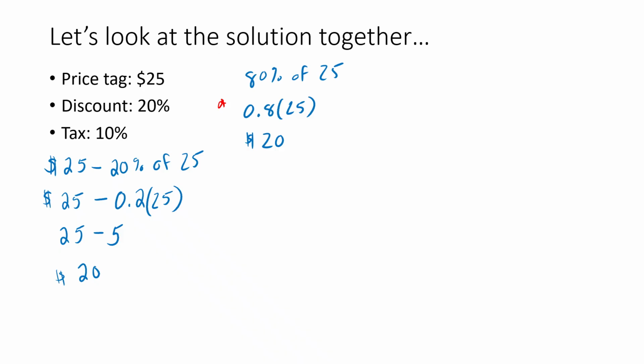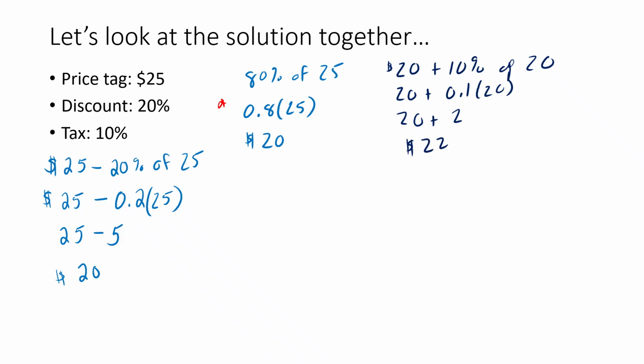Now, after you get the $20, so you're standing there in the store, you're like, awesome, 20% off. I'm going to pay $20, and you're going to take it to the cash register, and they are going to apply a 10% sales tax to that. So again, there's two ways you can reason this out. You could say it is $20 plus 10% of $20. So it's 20 plus 0.1 times 20, and 0.1 times 20 is 2. And so the final cost of the t-shirt will be $22.